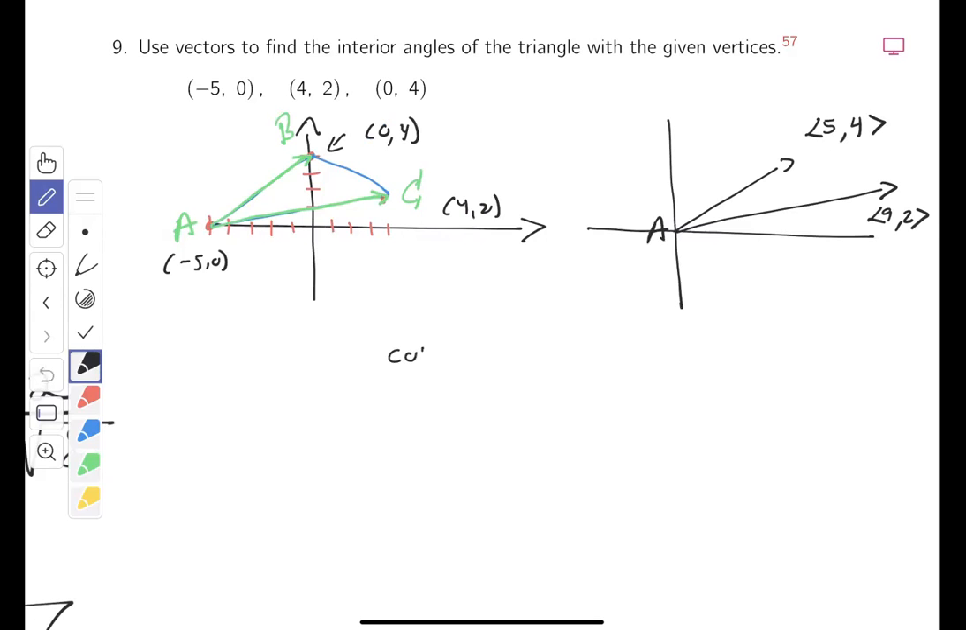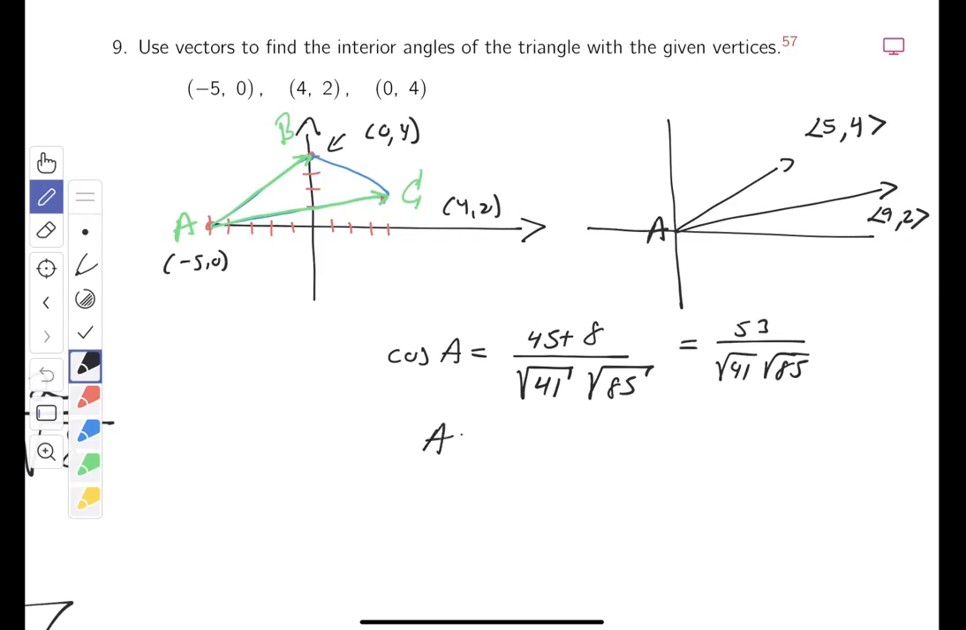Well, cosine of A is the dot product, which can be 45 plus 8. The length, that's going to be 25 and 16, 41. Let's see, 81 and 4, 85. And I'm going to add it together. I'm not going to do much work. 45 and 8 would be 53. And I'm going to just write down root 41, root 85. Not much I can do about that.